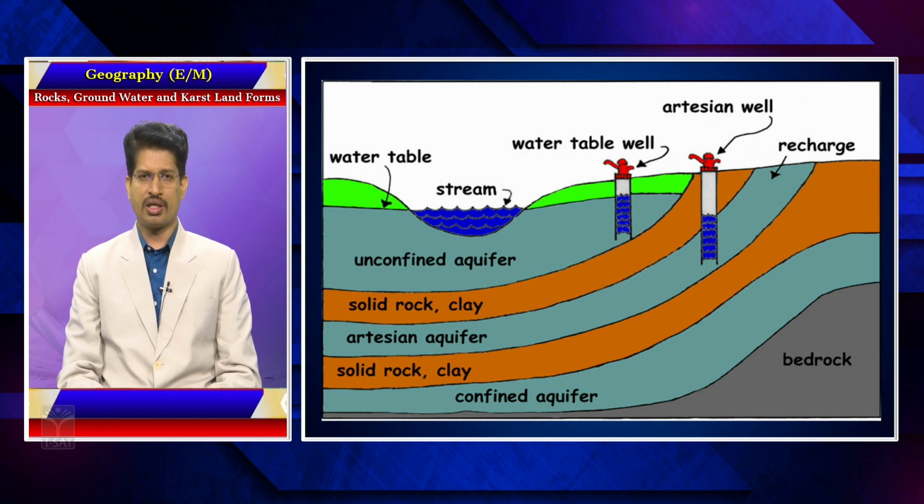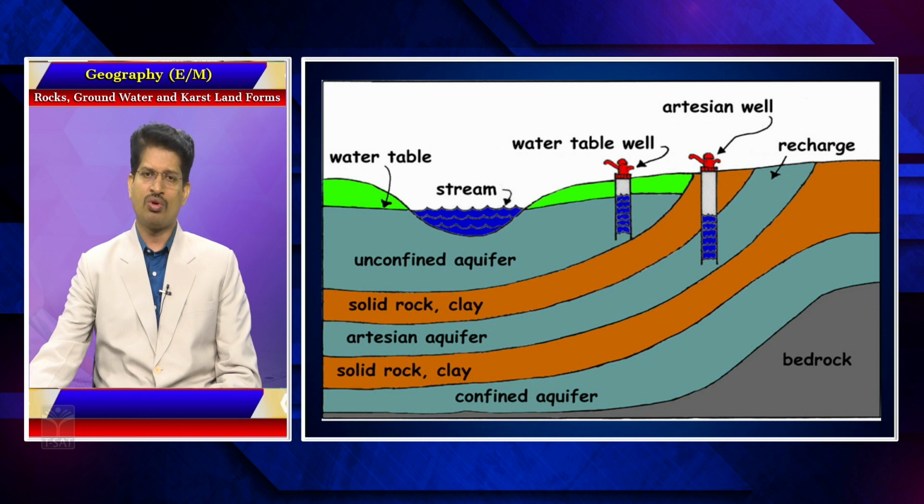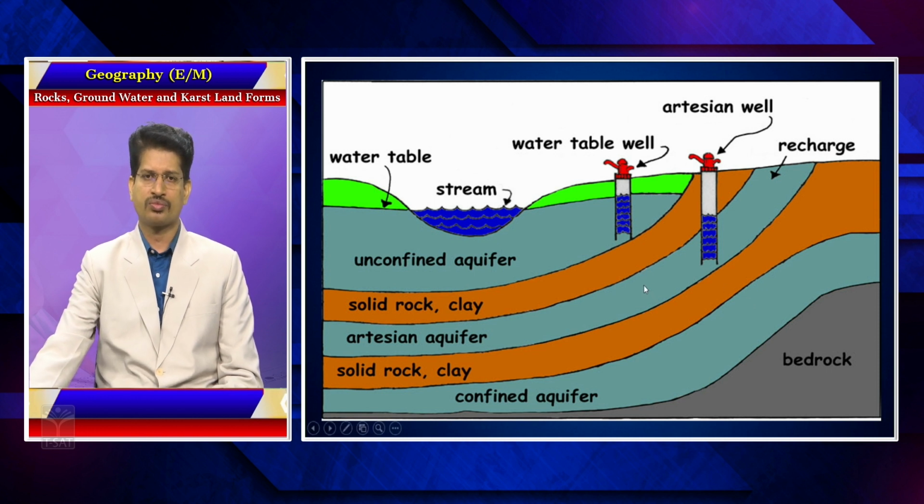To understand what an artesian well is, we have two bore wells here. In the case of an unconfined aquifer, for the extraction of water, you need to use certain energy. An electrical motor needs to be used to pump water upwards.